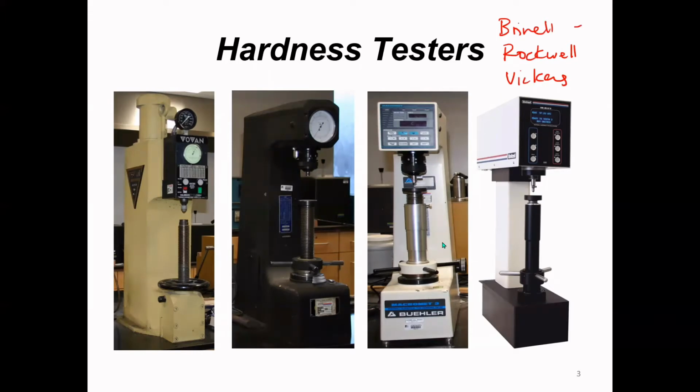Brinell hardness testing is typically used to evaluate materials that are too coarse, or that have an exterior that is too rough for other test techniques. We will talk more about these three different types of hardness testing, the differences between them and so on later.